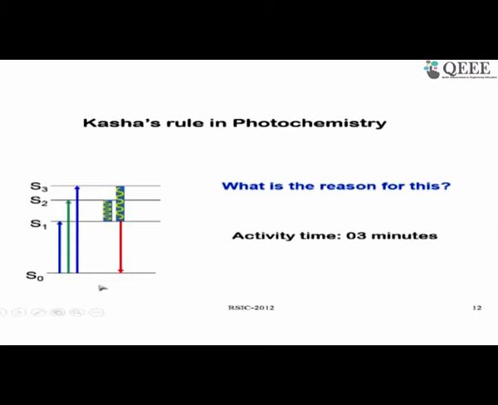You know the answer because it was already discussed. I want you to recollect those slides and then tell me the answer. Why does emission always come from S1? Take a couple of minutes, talk to each other. The question is, why is the emission always from S1 to S0? Why can't it emit from S2 to S0, or S3 to S0?